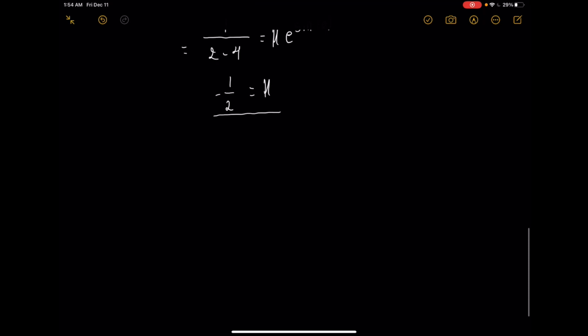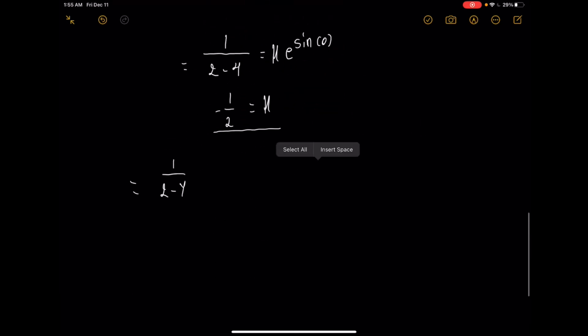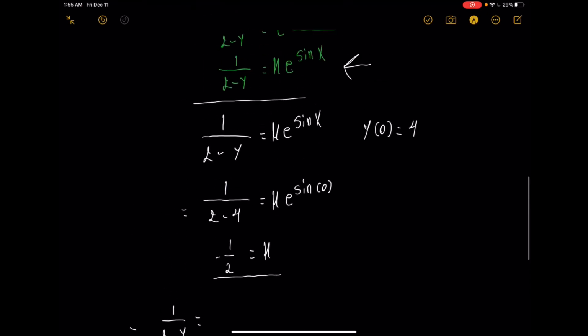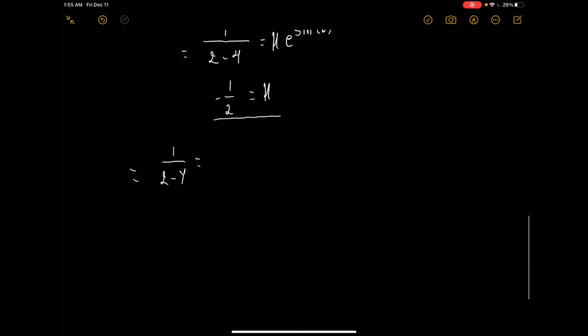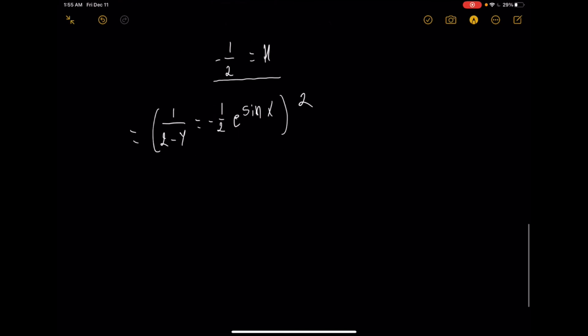So we'll have 1 over 2 minus y, which is equal to negative 1/2 e to the sine of x, right? Because we already found our k. Now what we can do is just some algebra here. So we're just going to multiply both sides by 2.